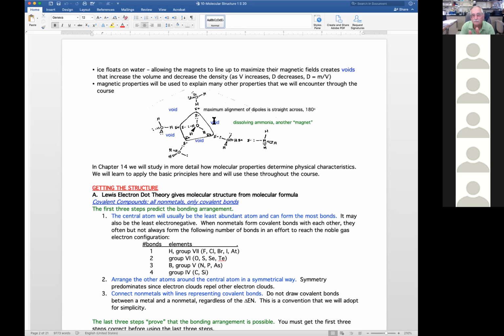So why does ice float on water? Look at the density equation. The mass stays the same, but what happens when the volume goes up? Well, then the density goes down. That's the reason why ice floats on water. Oftentimes, if you take liquid water, put it in a glass, and put it into the freezer, it will break the glass. Why? Because the volume increases.